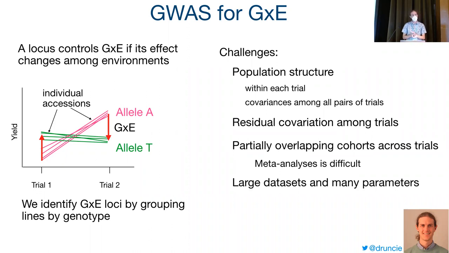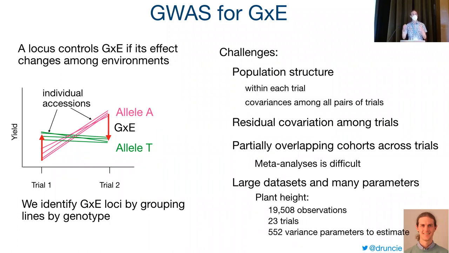And then the data sets are reasonably large here. For our largest one, plant height, we have over 19,000 observations across 23 trials. And so that means that we have to estimate 552 variance components. And if we did that separately for each of the 380,000 markers, I would not have the results today. So how can we go about this?